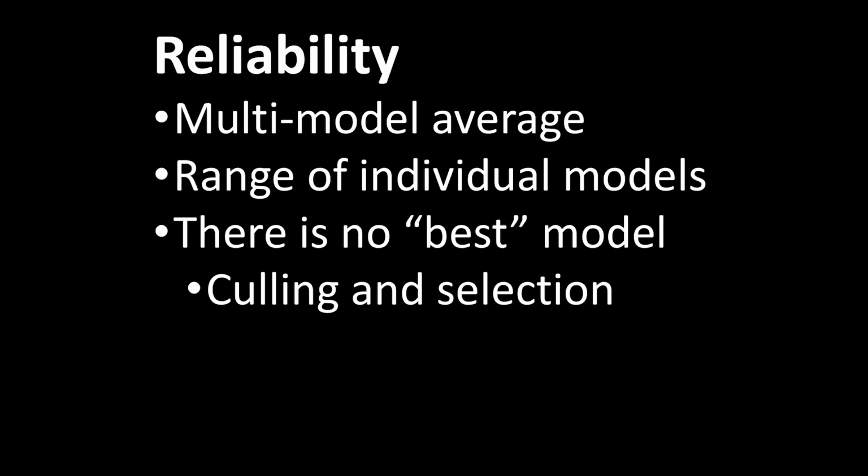Another couple of rules of thumb is that multi-model averages are better than individual models because models all have their biases, and those biases tend to cancel out when we average things. We want to look at a range of models rather than individual models. There's no best model, but there are some groups that do culling and selection of models based on their performance looking back at past history.